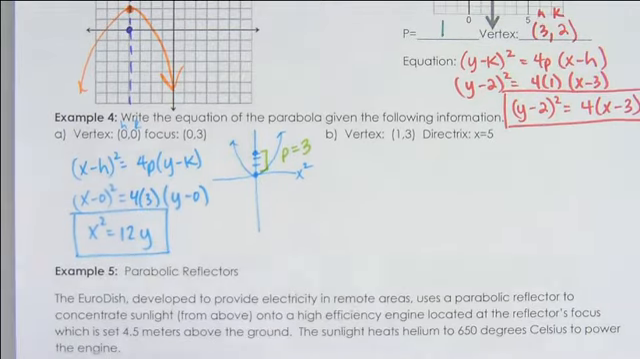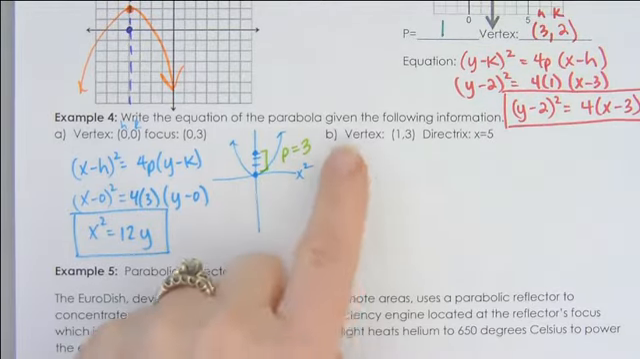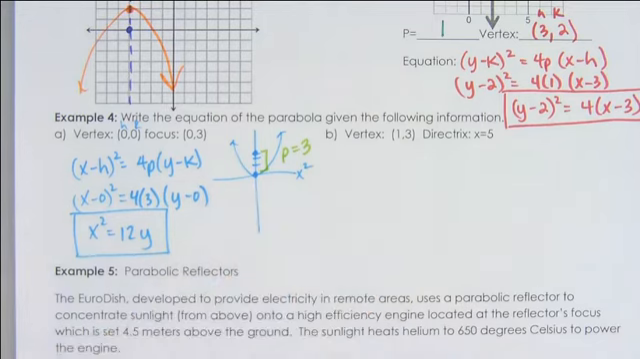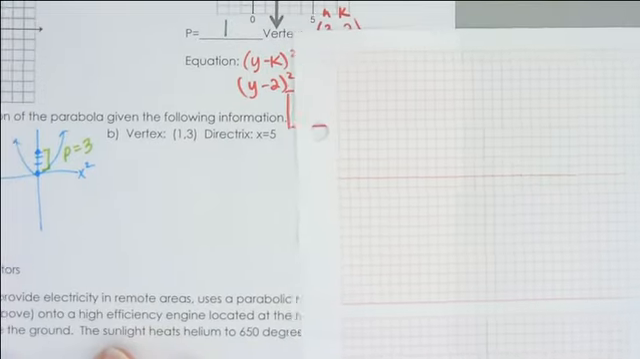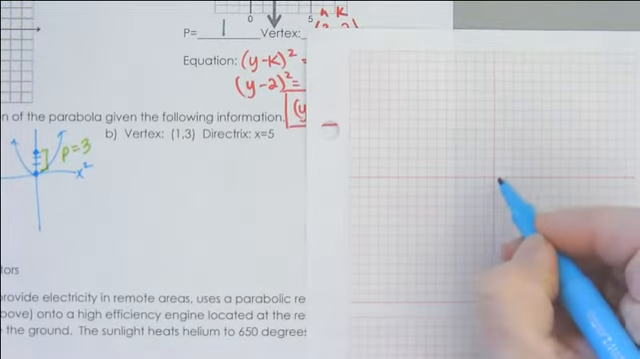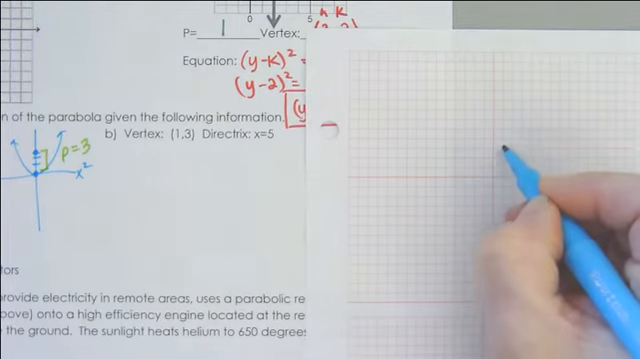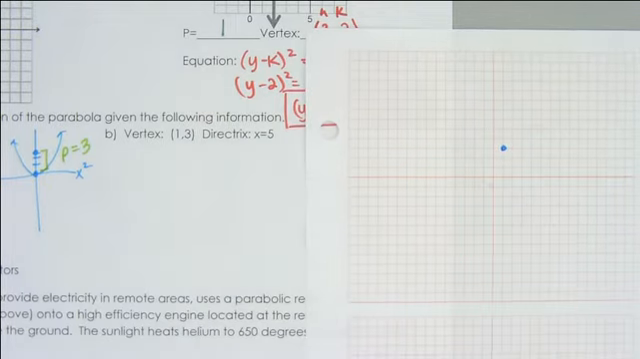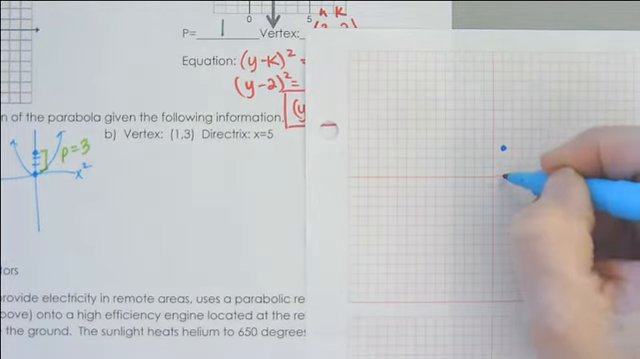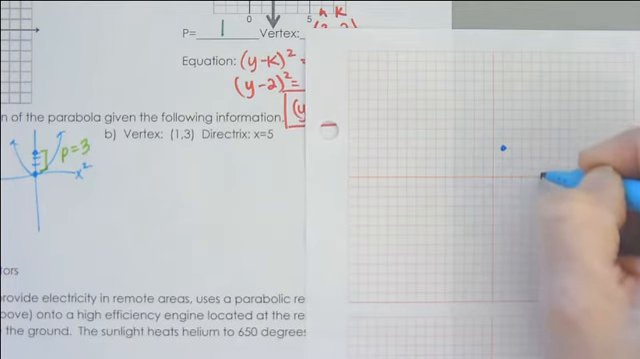Next one's a little bit trickier. We've shifted this. So the vertex is at 1, 3. I'm going to get a piece of graph paper out for this. So my vertex is over 1, up 3. The directrix is the line x equals 5. So there's 1, 2, 3, 4, 5.